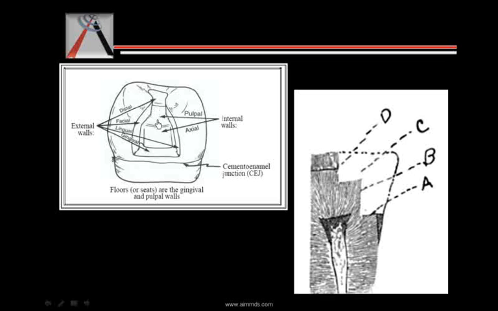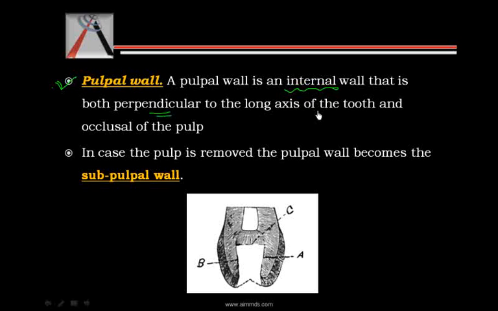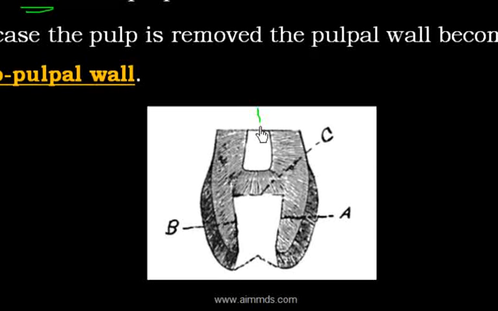So in this diagram we can notice the internal walls, that is the pulpal wall, this one is the pulpal wall and this is the axial wall, and here we can see the external walls that are touching the exterior of the tooth surface. Now as we've already seen, the pulpal wall is the internal wall that is both perpendicular to the long axis of the tooth and it is occlusal to the pulp. Now if this is the long axis of the tooth, this particular wall is the pulpal wall because it is perpendicular to the long axis of the tooth and it is the internal wall, not communicating with the exterior of the tooth surface.